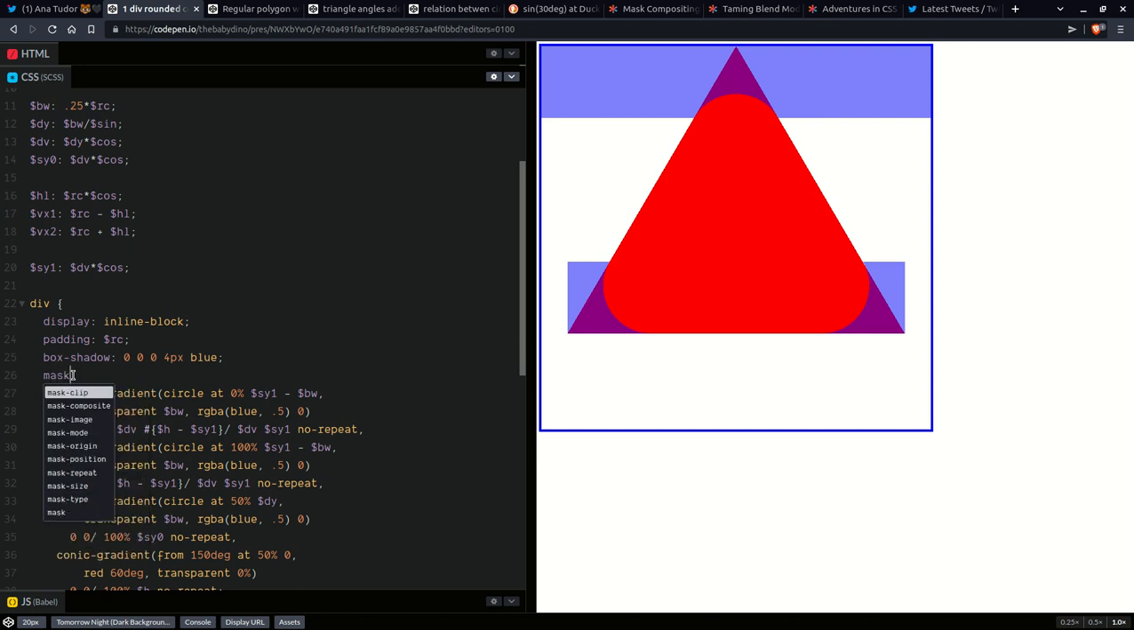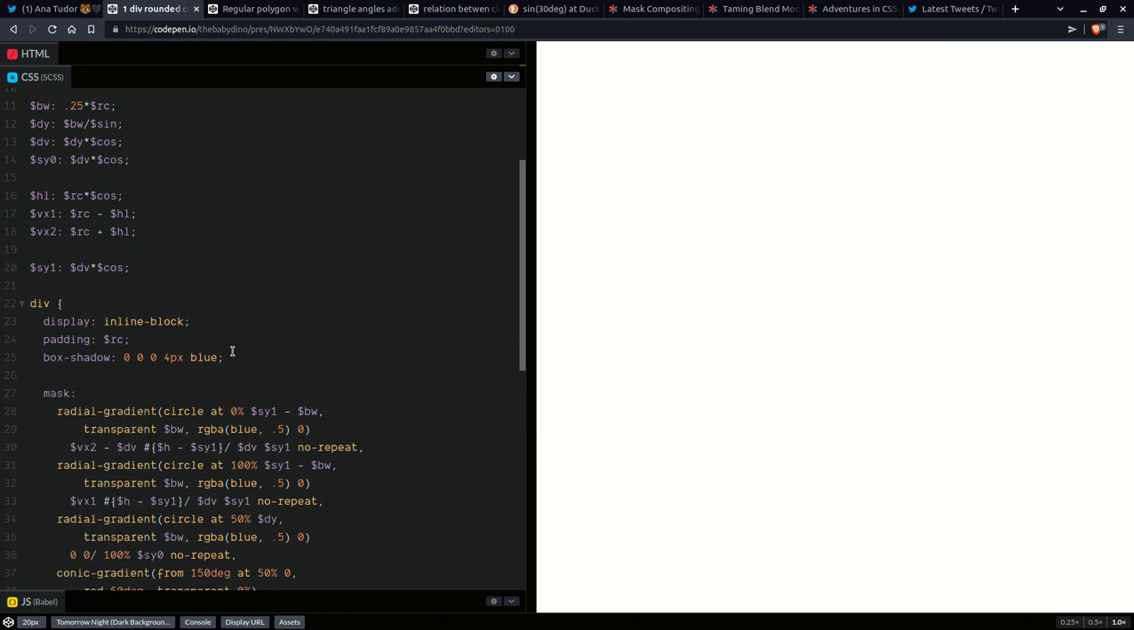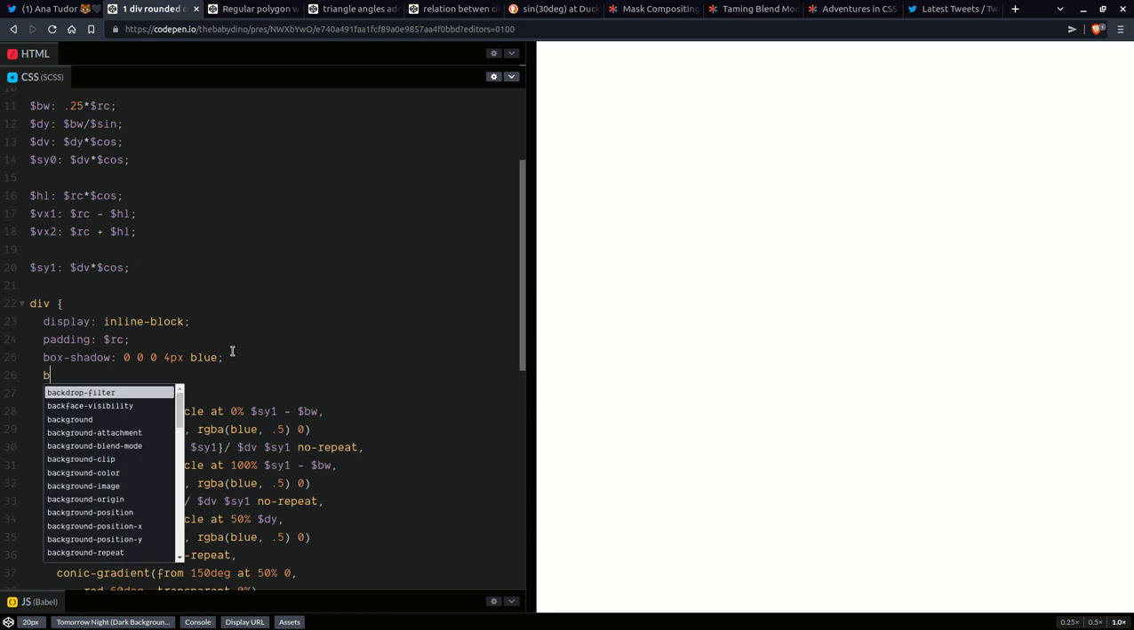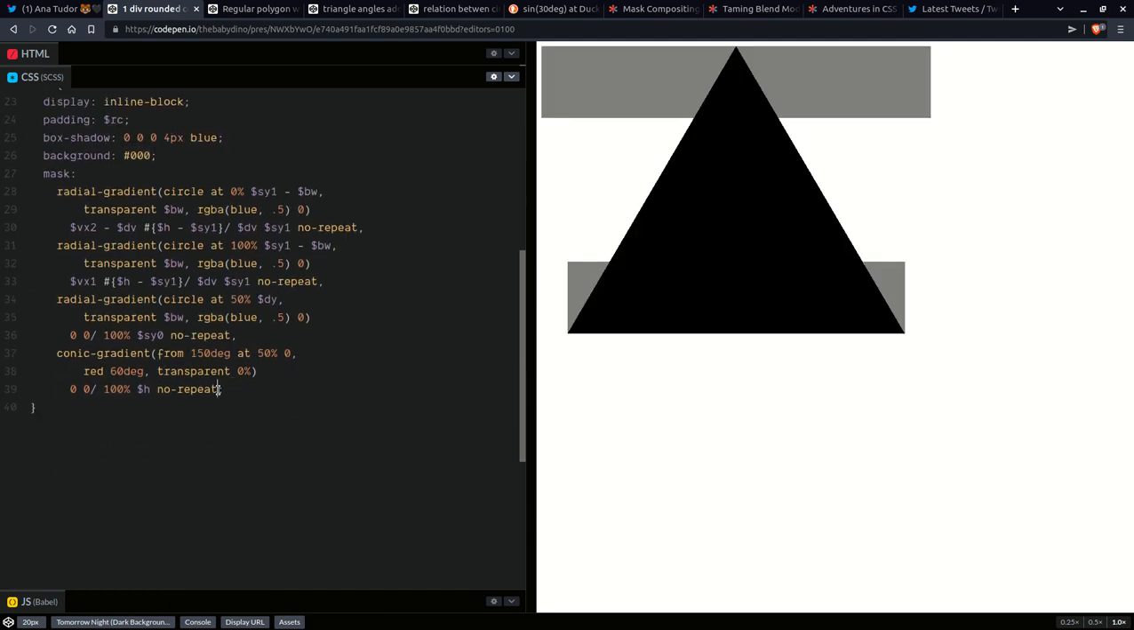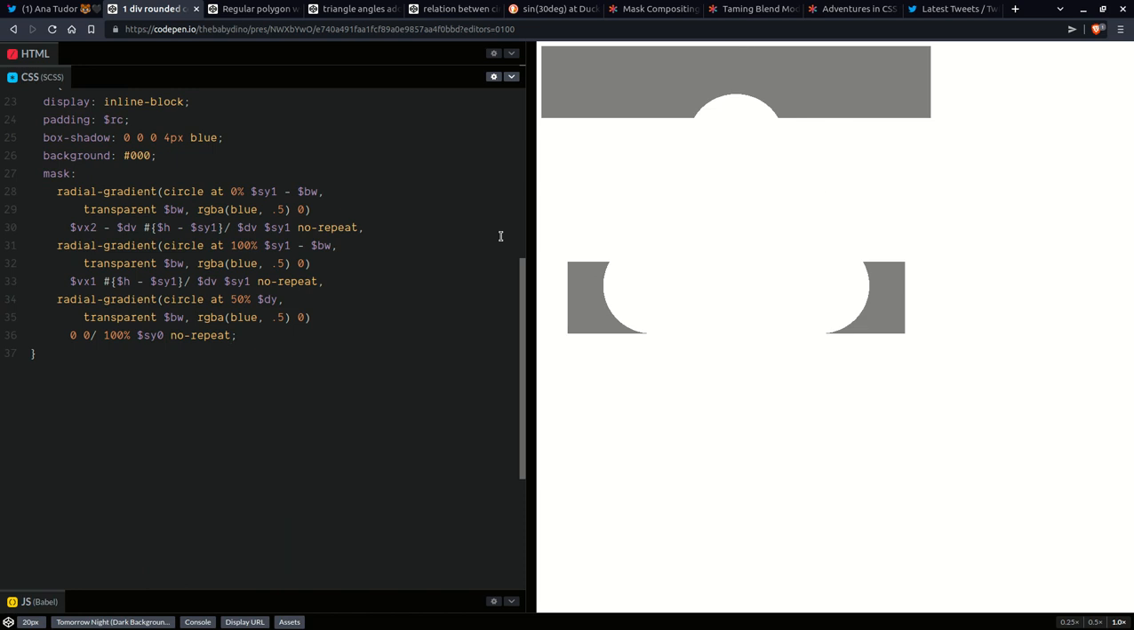So let's say mask there, and then we're going to have just a random background. We're going to take the conic gradient. You can have those, and yeah, let's get rid of the RGBA. I should have done it in all three places instead of doing something silly like this.